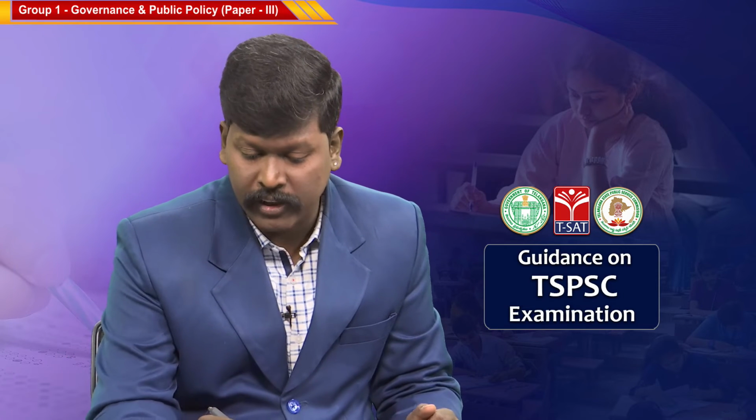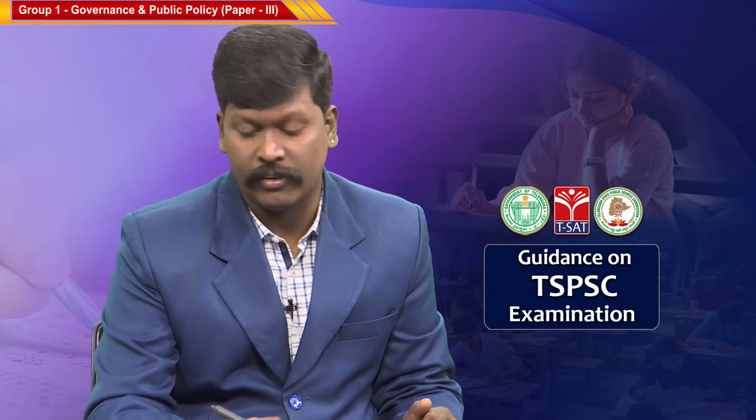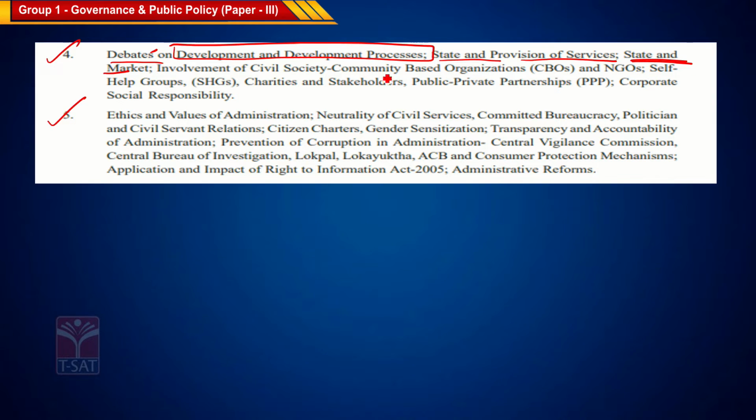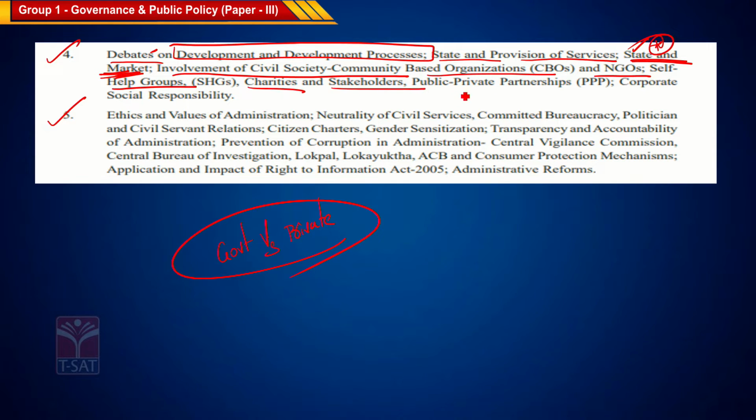So, next we will see the state and provisions of the services. State and the market, very, very important. What is the meaning of state and the market? Your government versus private. Government versus your private administration. Government administration versus private administration. Involvement of civil society based organizations, NGOs, self-help groups, charities and stakes, public-private partnership, corporate social responsibility. Again, important for the exam, corporate social responsibility.